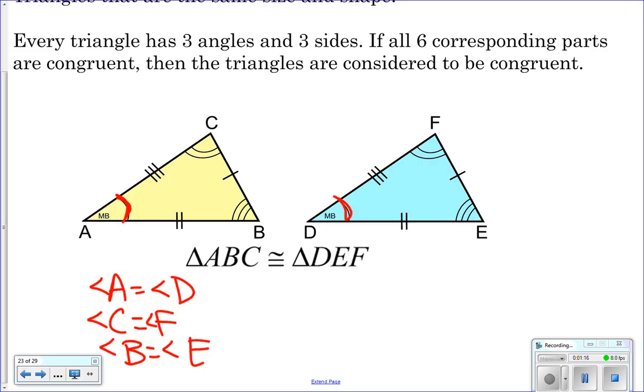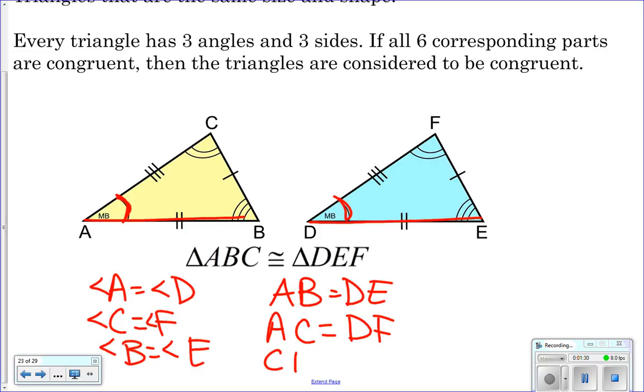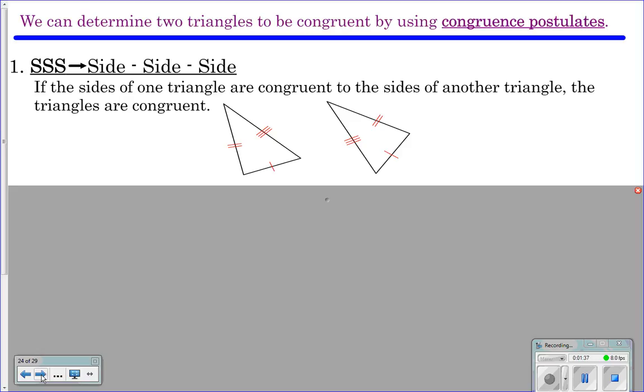Same thing with our sides. Again, because it's congruent, I know that this side, AB, must be equal to DE, and AC must be equal to DF. And then last one, CB must be equal to FE. So again, with congruent triangles, everything's exactly the same.